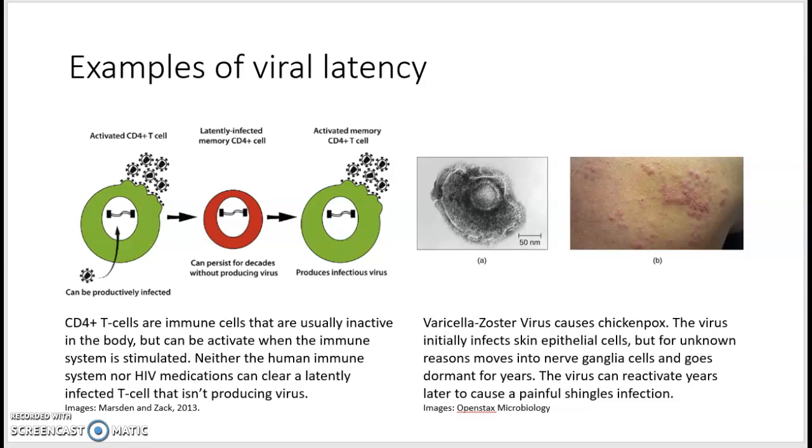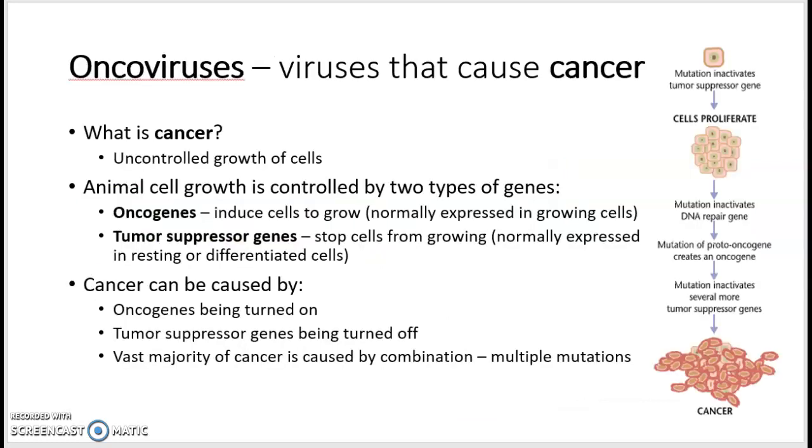Varicella zoster virus is another virus that goes latent. Varicella zoster causes chickenpox, which usually unvaccinated children get. The virus infects skin epithelial cells, and then for reasons that we don't understand, the viruses in those cells move into nerve ganglia cells and go dormant for years. The virus can reactivate in adulthood and cause a really painful shingles infection. A third example of viral latency are oncoviruses. These are viruses that cause cancer.